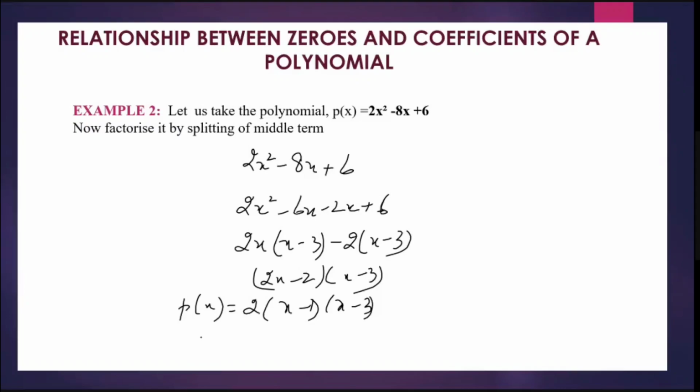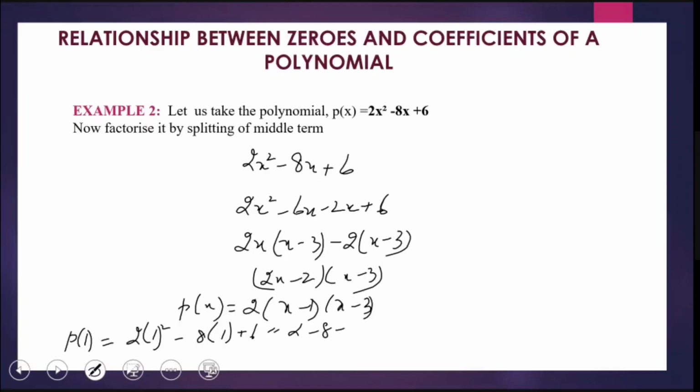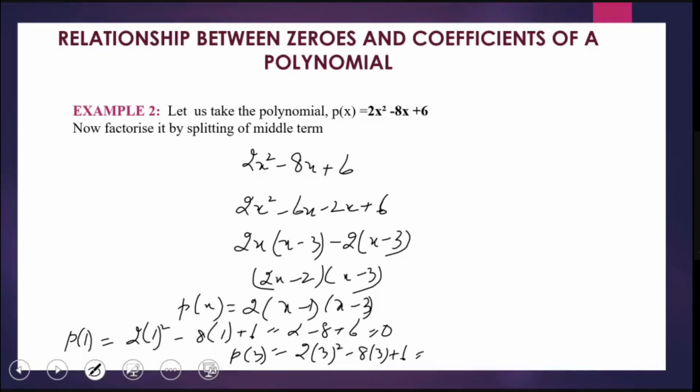Let's try to find out. P(1) is what? P(1) is equal to 2 into 1 square minus 8 into 1 plus 6, which comes out to be 2 minus 8 plus 6, which is equal to 0. Similarly, put x equal to 3. So P(3) comes out to be what? P(3) comes out to be 2 into 3 square minus 8 into 3 plus 6, which is how much? 2 into 9, 18. 18 minus 24 plus 6, which is again equal to 0. So that means the zeros of this polynomial are 1 and 3.